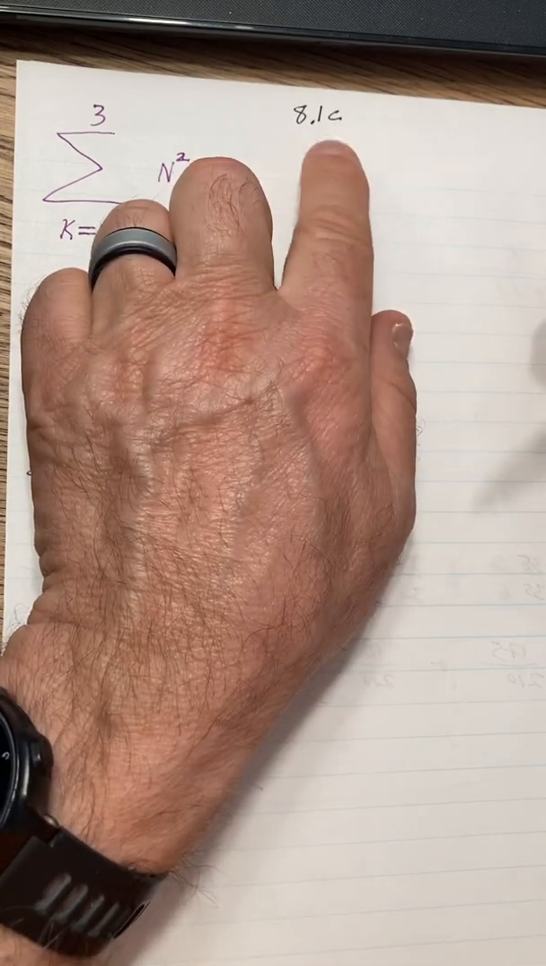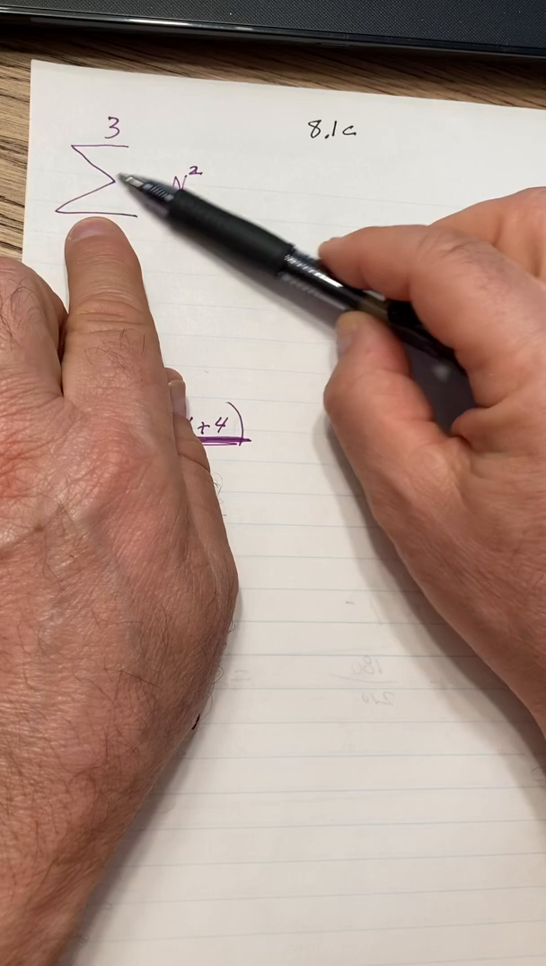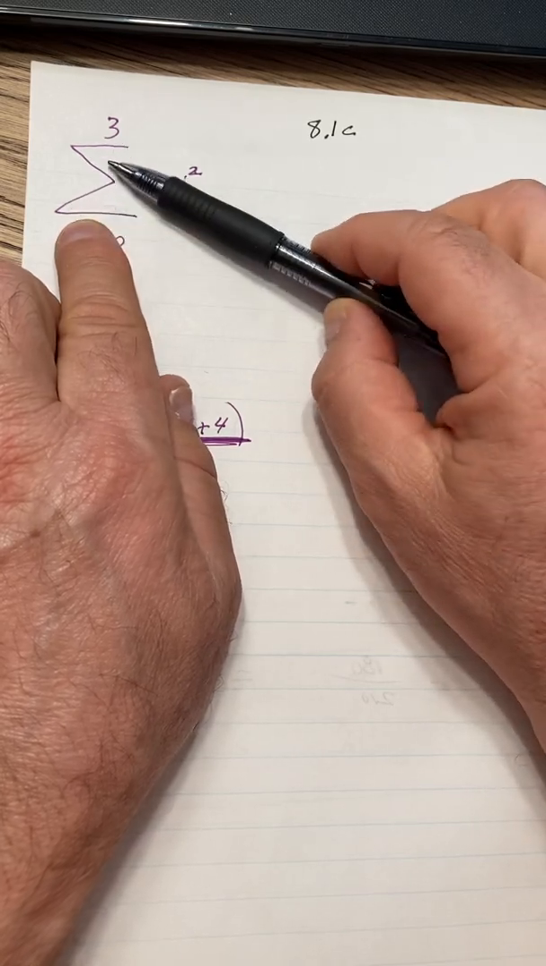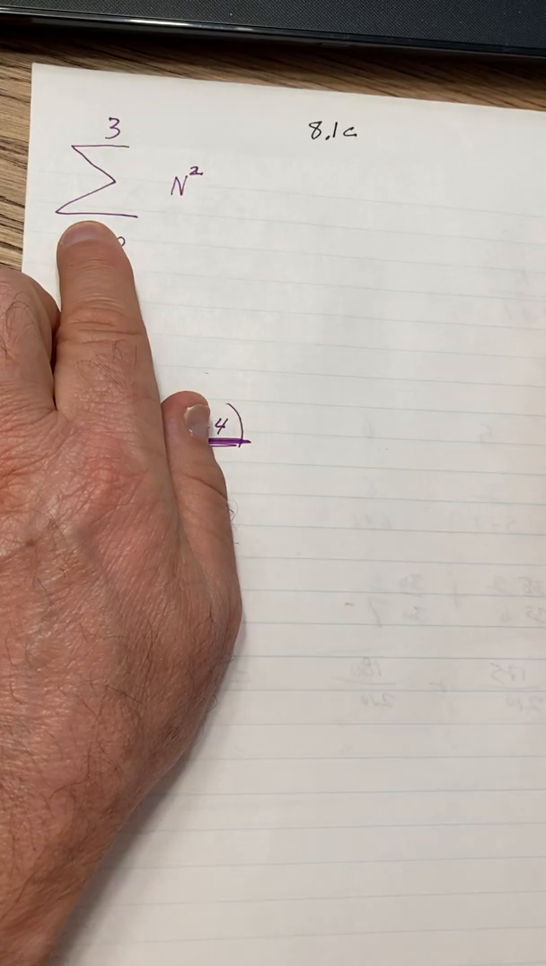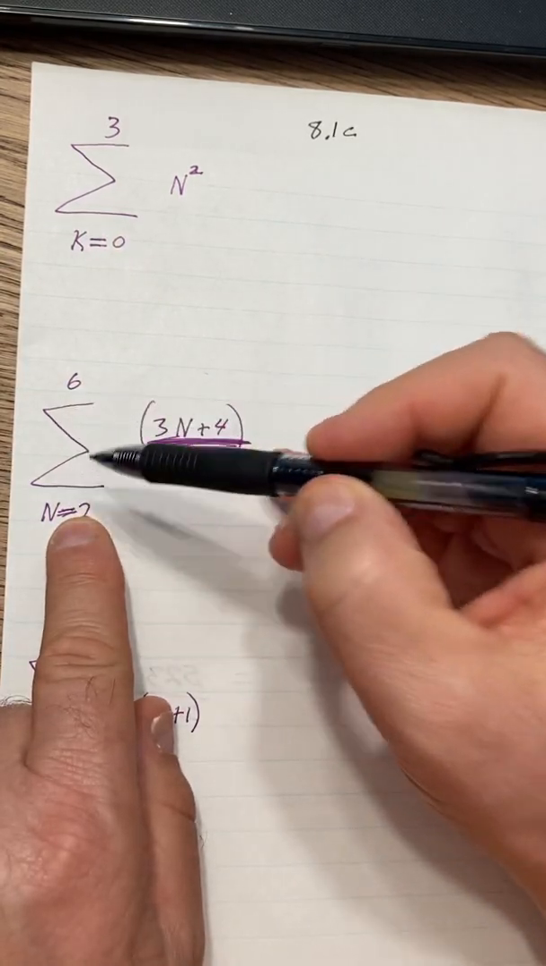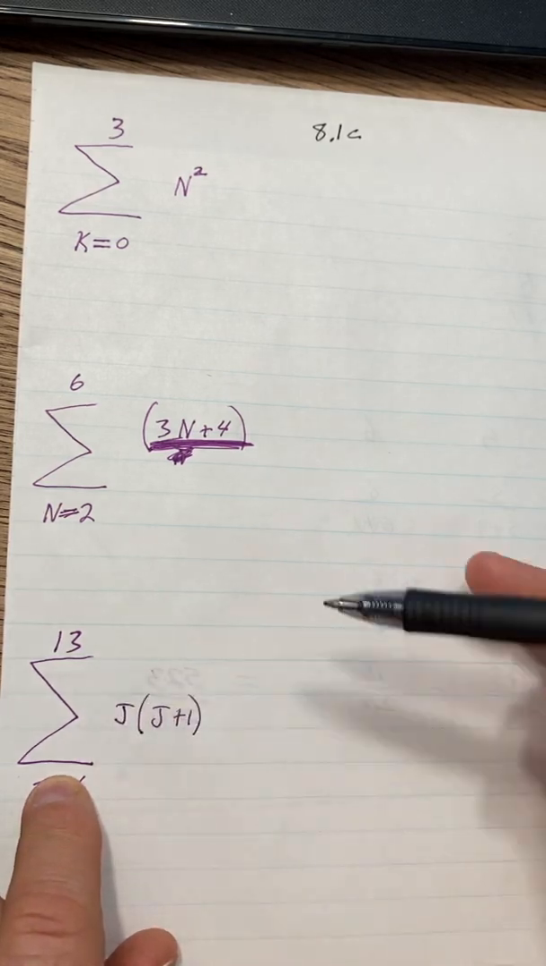So 8.1c, Algebra 2. Summation notation. When you see this symbol, this is the Greek letter sigma. That symbol means you're going to be adding some numbers up at some point. Anytime you see that symbol, you're going to be adding some numbers.